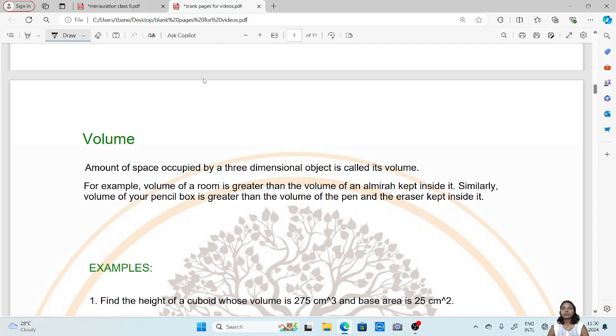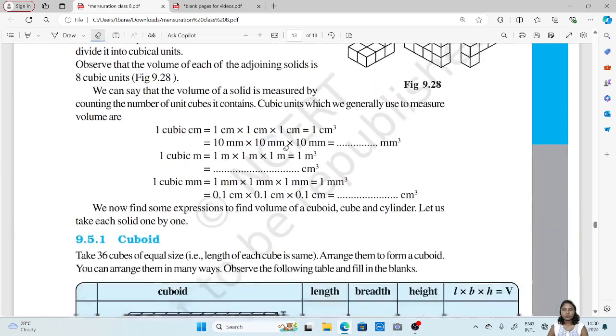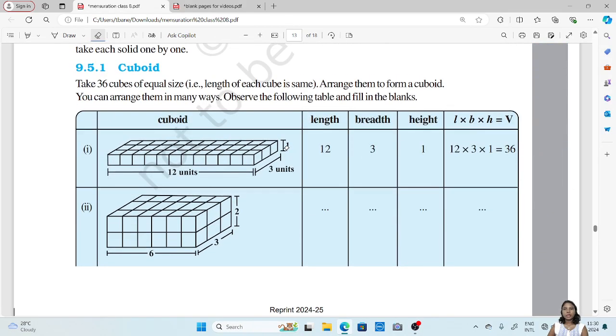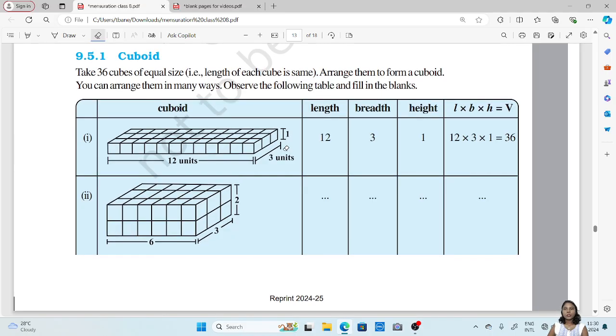So now talking about the first shape that we have, it is the cuboid. So let's see how we find out the volume of a cuboid. So now here what they are saying is that take 36 cubes of equal size. That is, the length of each cube is the same. Now arrange them to form a cuboid. You can arrange them in many ways. Observe the following table and fill in the blanks.